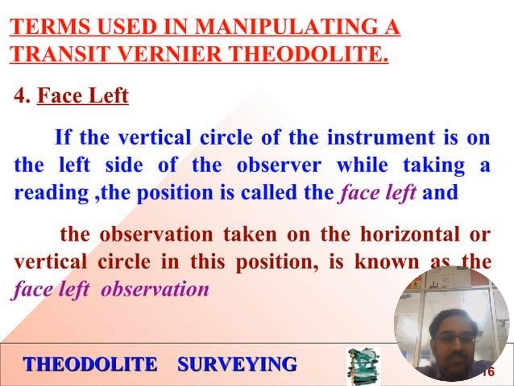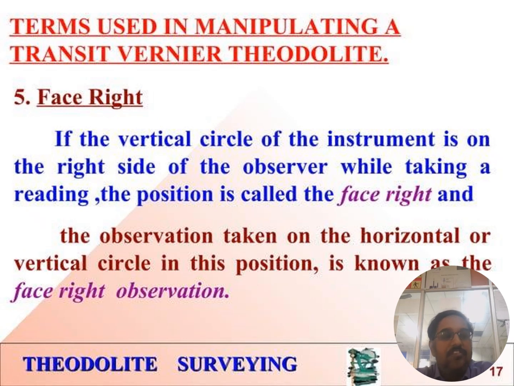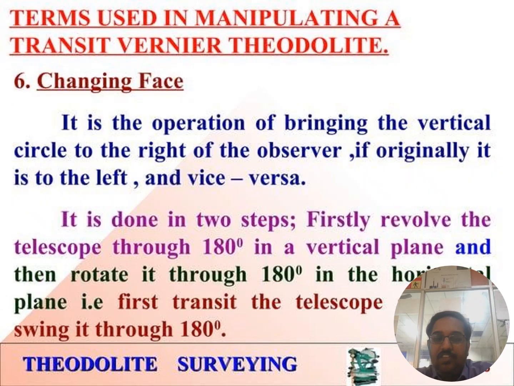By swinging it to the face left and face right, we are going to rotate in a clockwise or anti-clockwise direction. Next one is face left. We already saw face left and face right in the previous slide. By observing the horizontal and vertical angle on the left side, the observation is known as the face left observation. If we are doing it on the right side, it's the face right.